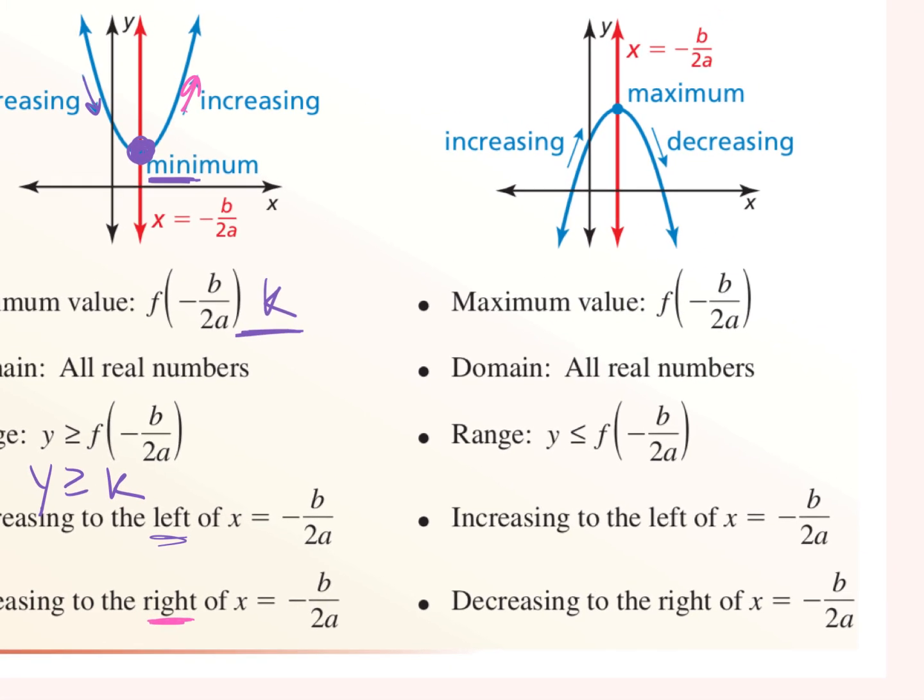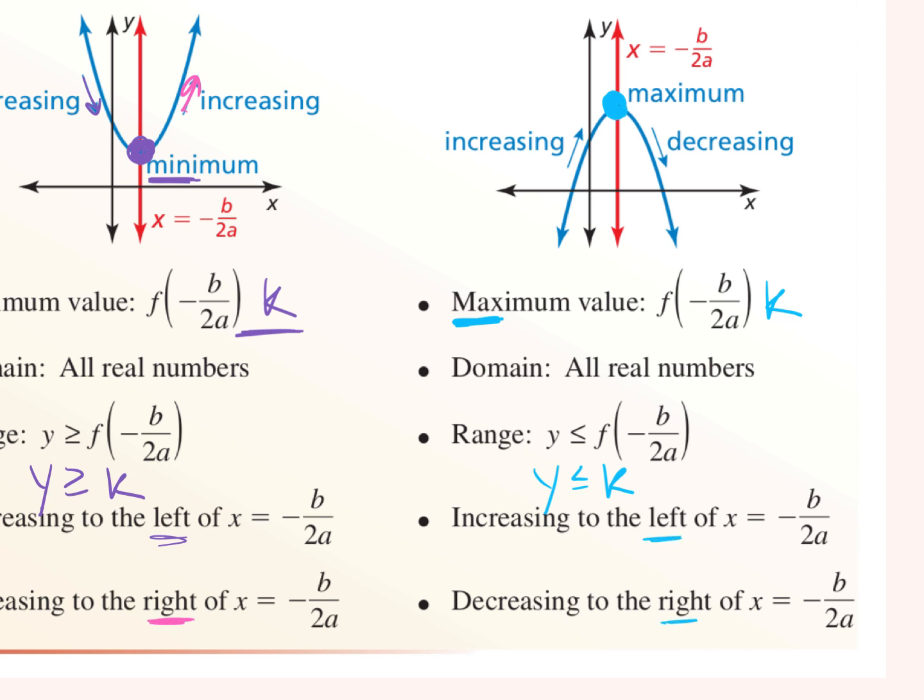So now if our graph is opening down, our vertex, is it at the highest point of the graph or the lowest point? Highest, so it would be a maximum value. The maximum value is whatever our k value is. Domain, again, is always all real numbers. The range, since our graph is opening down, we're talking about y values that are less than or equal to whatever our k value is. And then here we're increasing to the left and decreasing to the right.